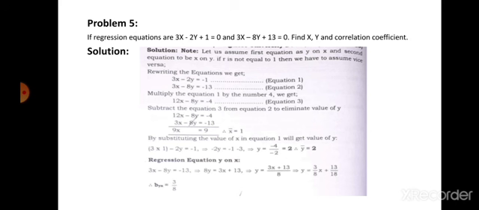Now for the equation of y on x, you have to take the coefficients. The first equation is taken as y on x: 3x minus 8y equal to minus 13. 8y equal to 3x plus 13. Y equal to 3x plus 13 by 8.